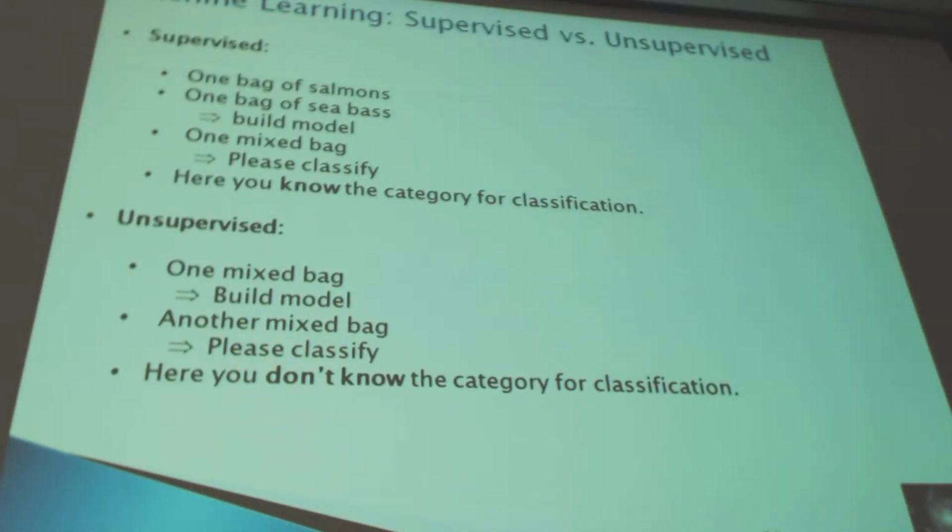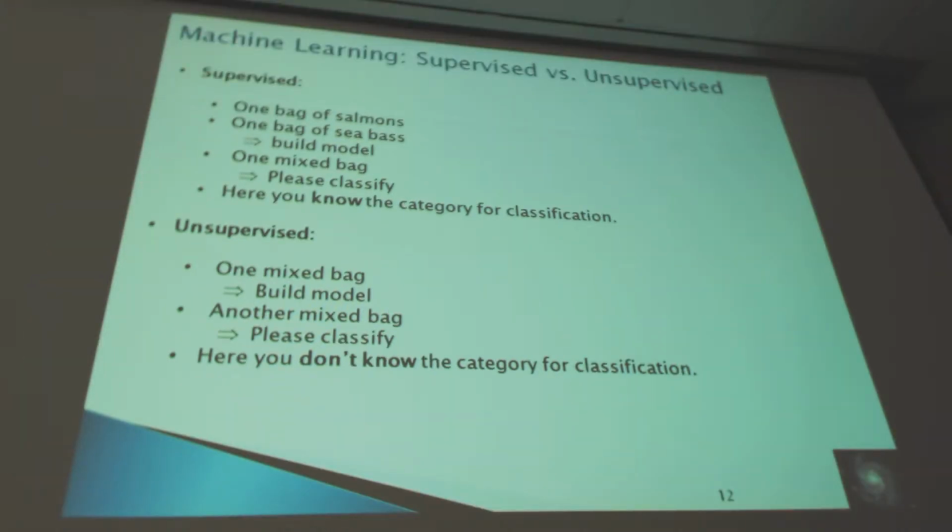So here, for example, in supervised learning, you have one bag of salmons, one bag of sea bass. You build a model, and then you are given a mixed bag. You know what criteria to use for classification. Here you have to classify by the type of fish. Then in the unsupervised case, you are given a mixed bag. You have to build a model. You are not given the criteria to find the classification.